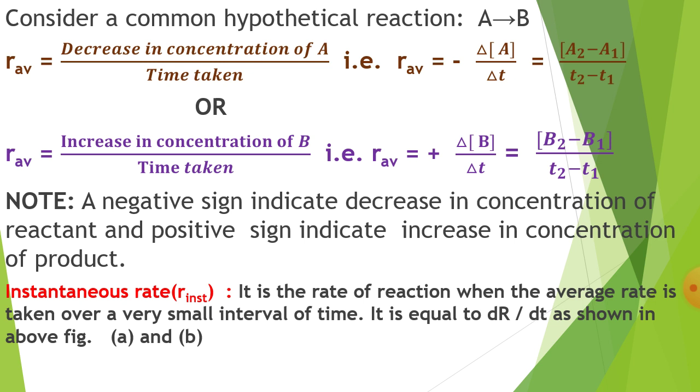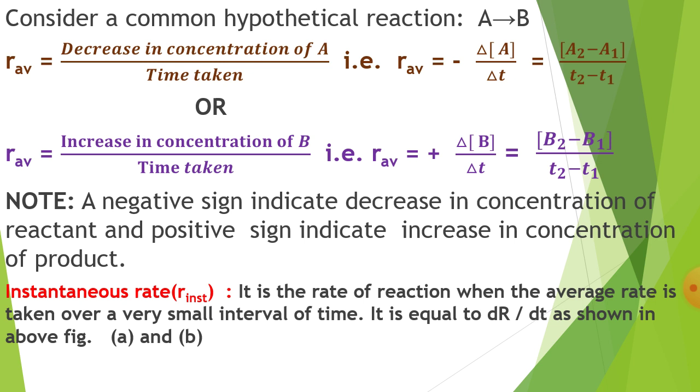Now you can also write it in terms of the product like this: R average equals the increase in concentration of B divided by time taken. This equals R average equals plus delta B by delta T, that is B2 minus B1 divided by T2 minus T1. B2 is the final concentration and B1 is the initial concentration.